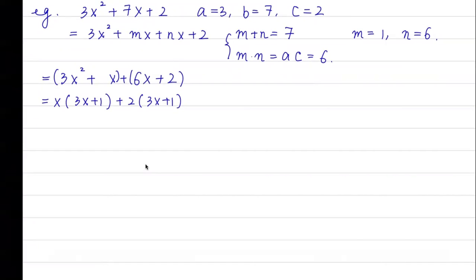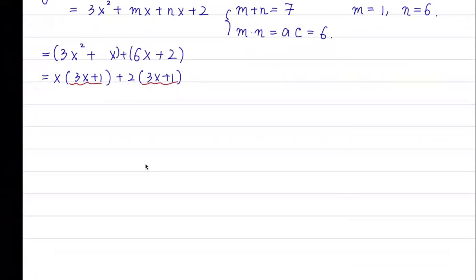And now we have another common factor. What we need to do is to factor this common factor out of this whole expression. So we factor 3x plus 1 out, x plus 2 will be left in the bracket, and this is our final answer.